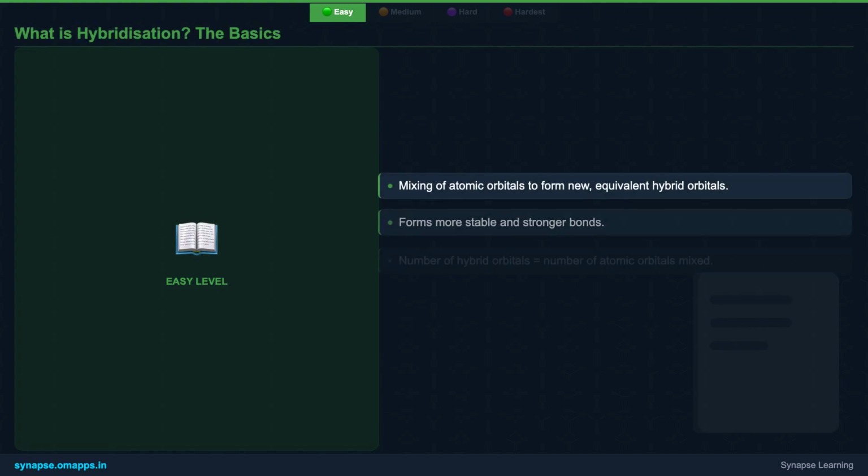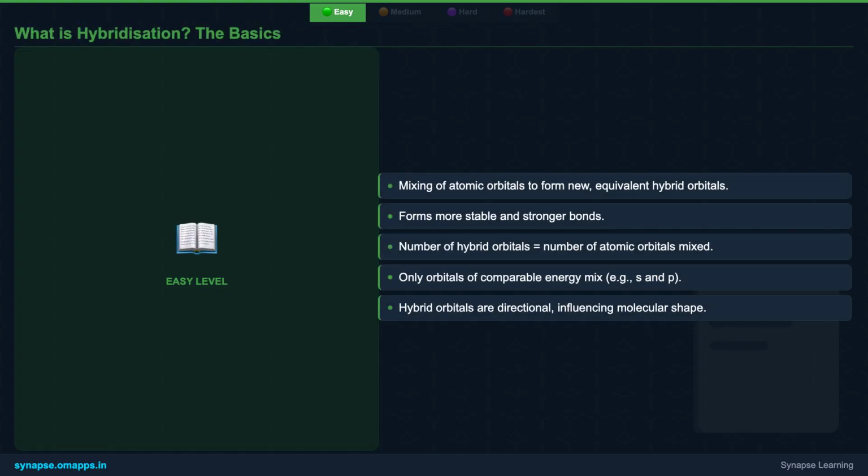So, what exactly is hybridization? Imagine atomic orbitals, like the s and p orbitals, mixing together. They don't just stay separate, they combine to form brand new, equivalent orbitals called hybrid orbitals. Think of it like mixing paints to get a new color. This mixing makes the atoms more stable and helps them form stronger, more directed bonds.